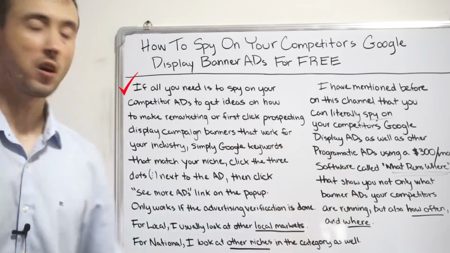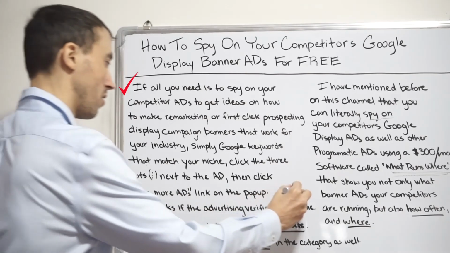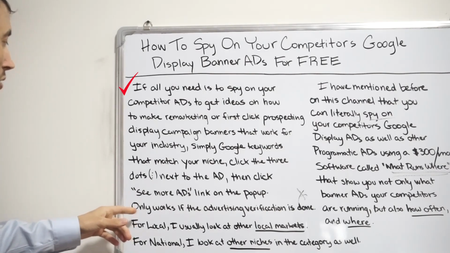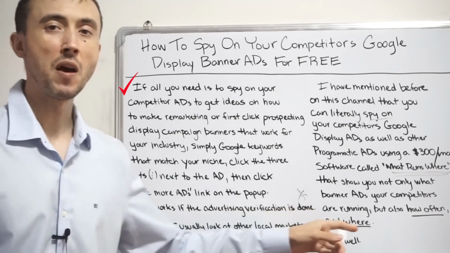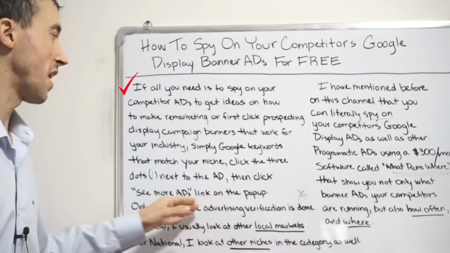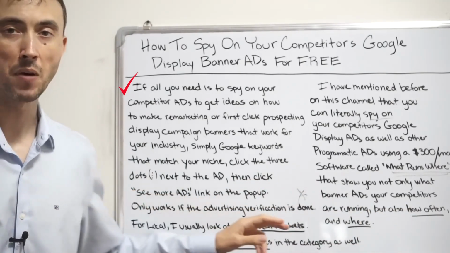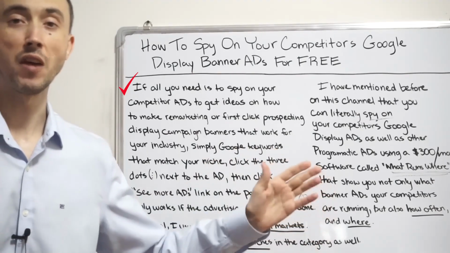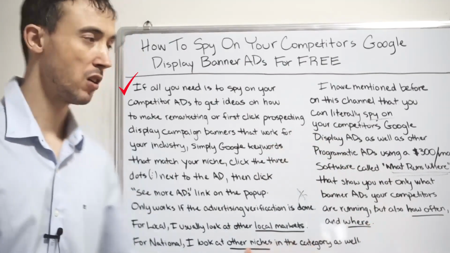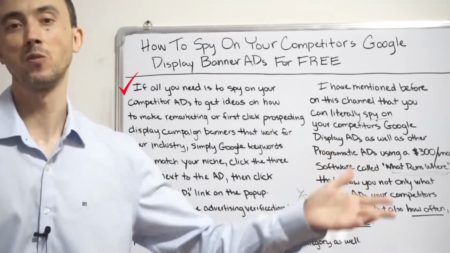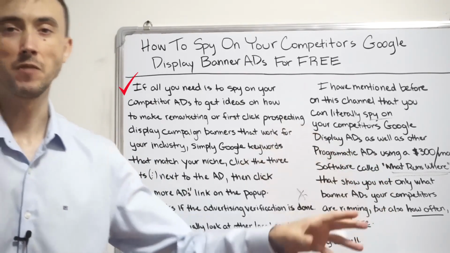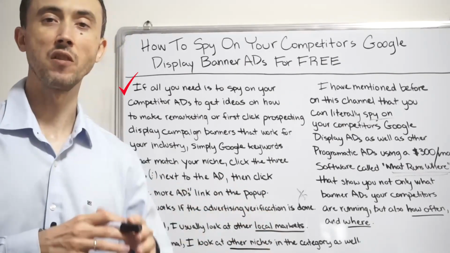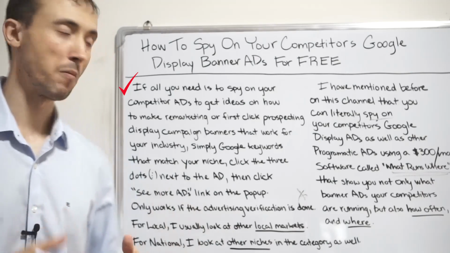But as a disclaimer, asterisk, this only works if the advertiser verification is done by that particular competitor. Otherwise, when you click the three dots, they're not going to have the See more ads link pop up there. So it's very important to know that. Obviously some of your competitors will have the advertiser verification, some won't, so you'll be able to get some data. Of course, it's free, so you get what you get. But generally, you'll have enough data to get you started on your display ads campaign, and certainly way better than starting out your display campaign with nothing.